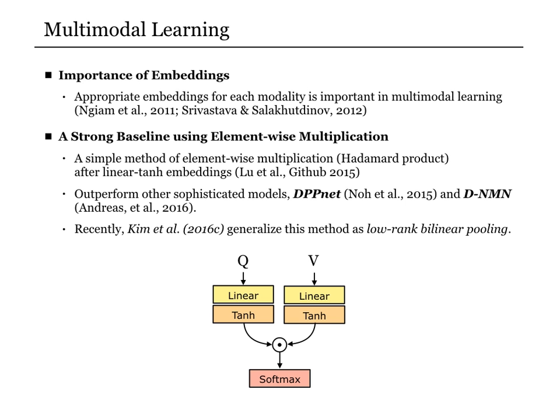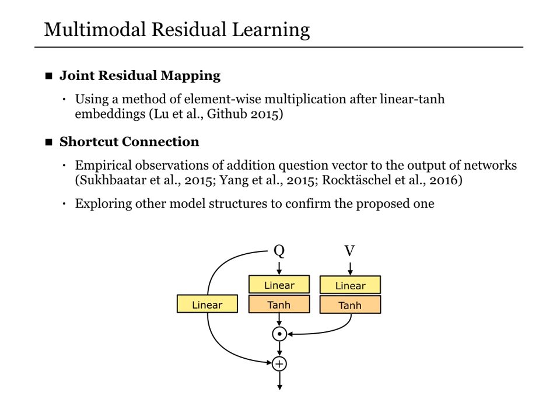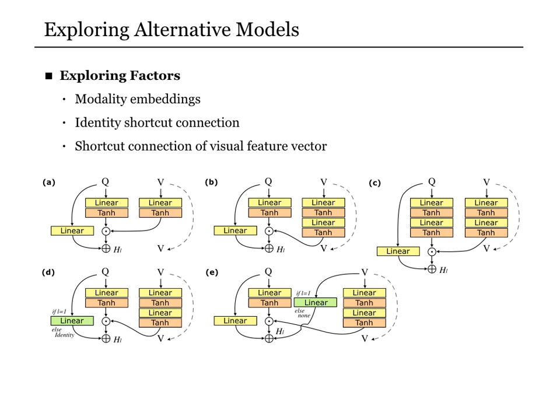Firstly, we need a residual mapping for multimodal inputs. We notice that the Hadamard product of embedded vectors is a powerful method to learn multimodal representations. The next is the choice of shortcut connections for multimodal inputs. Many empirical observations suggest using a question vector for shortcut connection. However, we need to confirm this choice after exploring other options. We carefully select among alternative models. The proposed model structure is B. The full experimental research can be found in the paper.